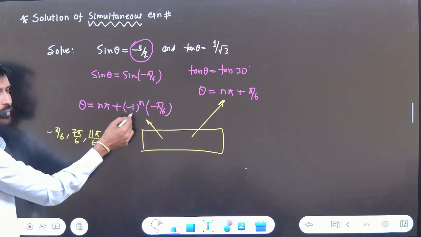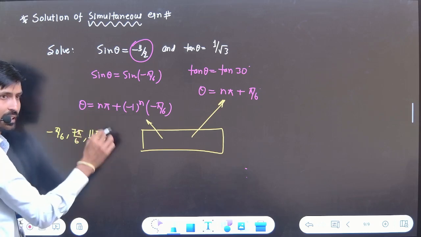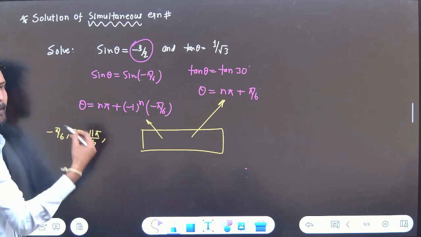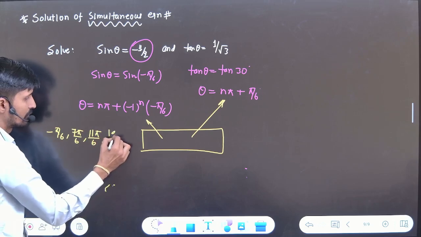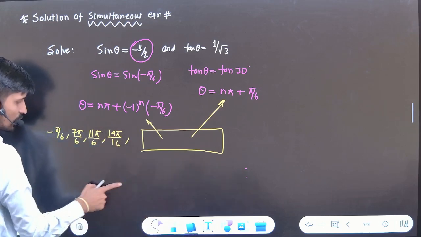2 pi minus pi by 6 is 11 pi by 6. Now put n = 3: 3 pi plus pi by 6 will become 19 pi by 6. Now see the pattern, how it is moving. Now no need to find all.